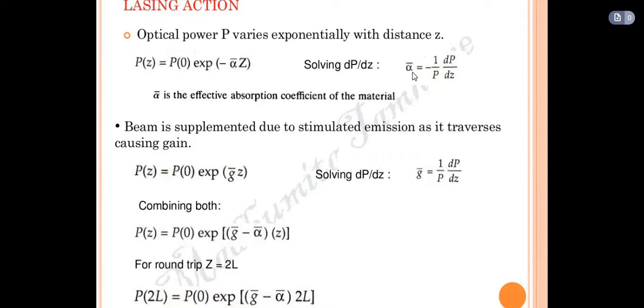Since e power is the same factor, we can write it with alpha bar. We want to get the alpha bar. How do we get dP by dz? Differentiating with respect to z, we only get this P of 0. P of 0 we write as the initial value, and the alpha bar from this coefficient we can get as minus 1 by P into dP by dz. We shift this P to the right side. P of 0 we are writing as P. So differentiating dP by dz, the inner derivative of z is 1, so we get minus alpha bar. What is this minus alpha bar? We keep minus alpha bar as it is, and then we want to substitute.